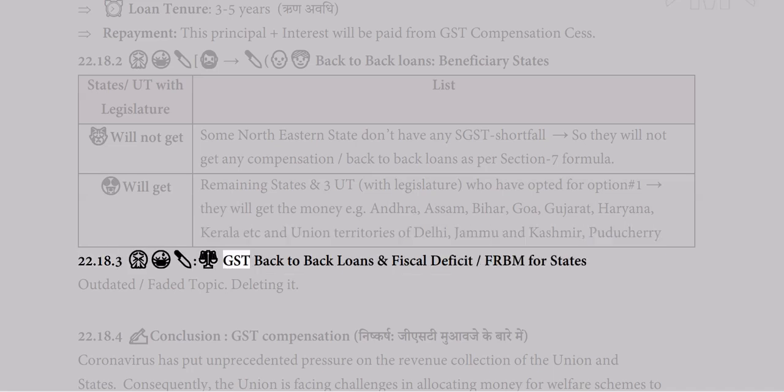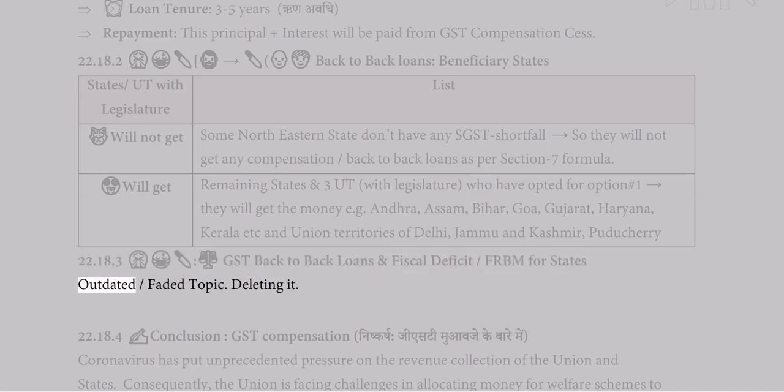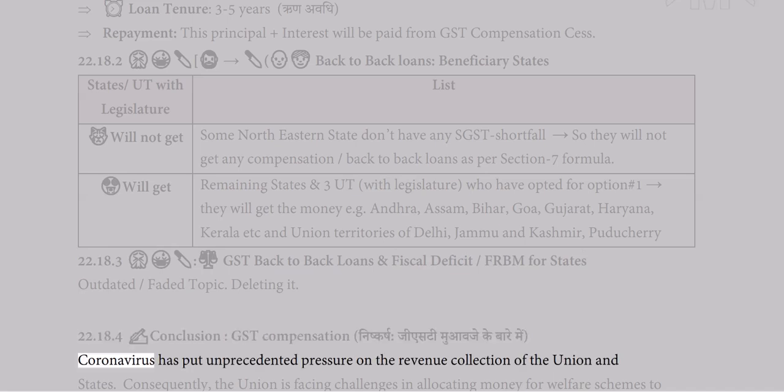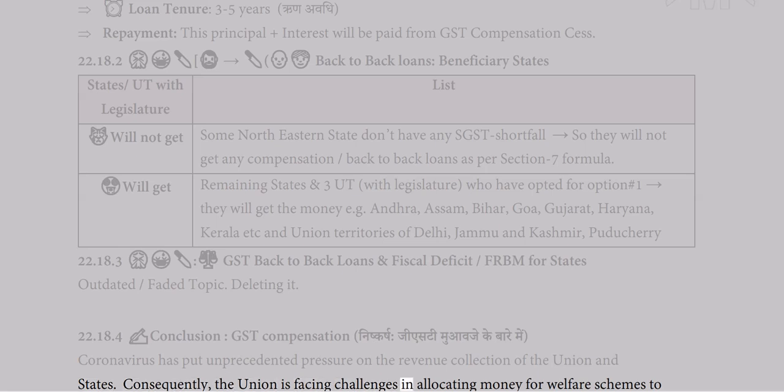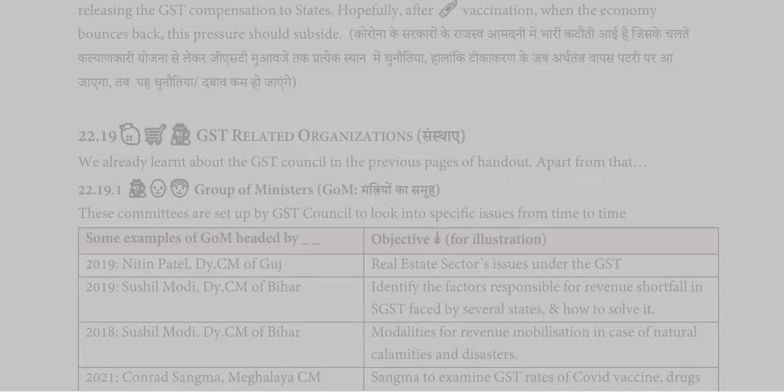22.18.3 GST back-to-back loans and fiscal deficit, FRBM, for states: an outdated, faded topic. Deleting it. 22.18.4 Conclusion: GST compensation. Coronavirus has put unprecedented pressure on the revenue collection of the Union and states. Consequently, the Union is facing challenges in allocating money for welfare schemes and releasing the GST compensation to states. Hopefully, after vaccination, when the economy bounces back, this pressure should subside.